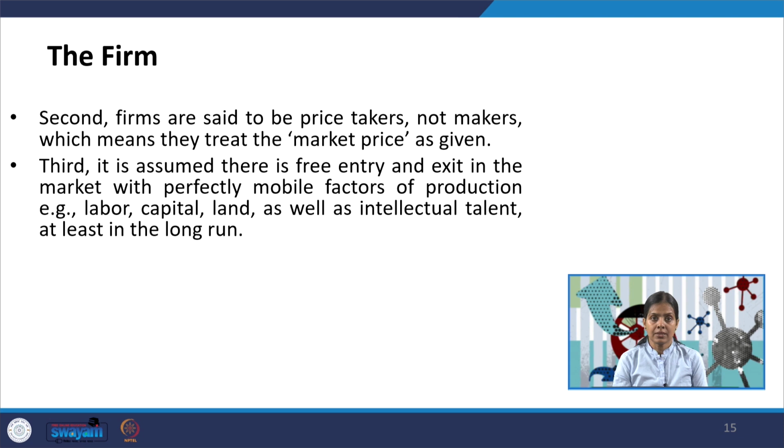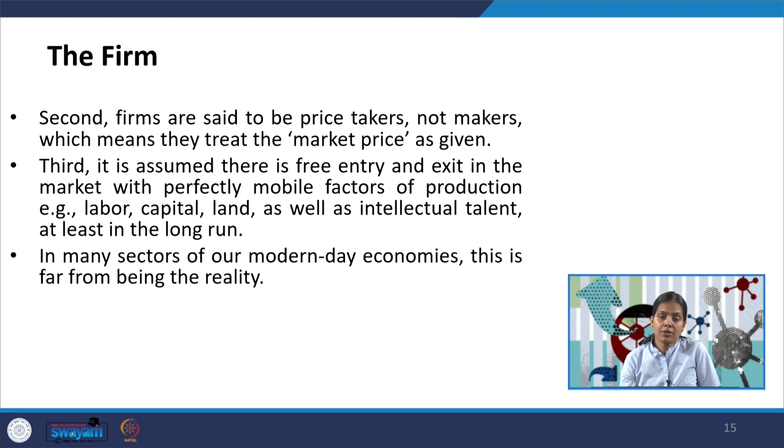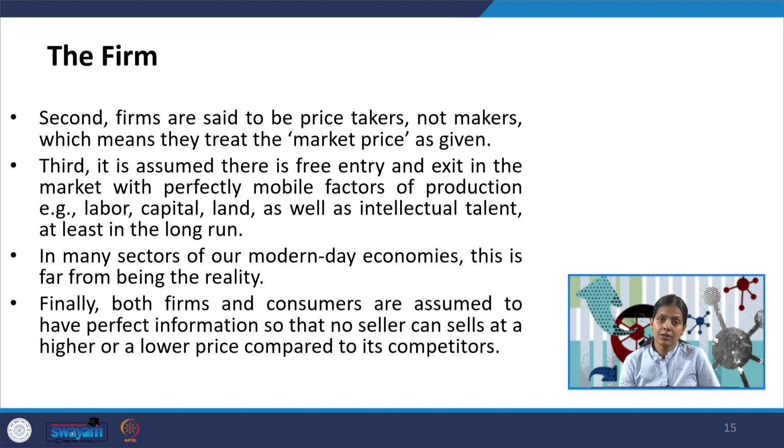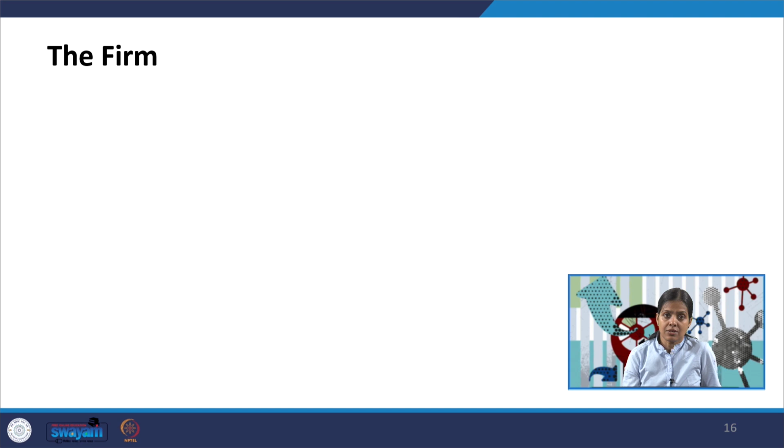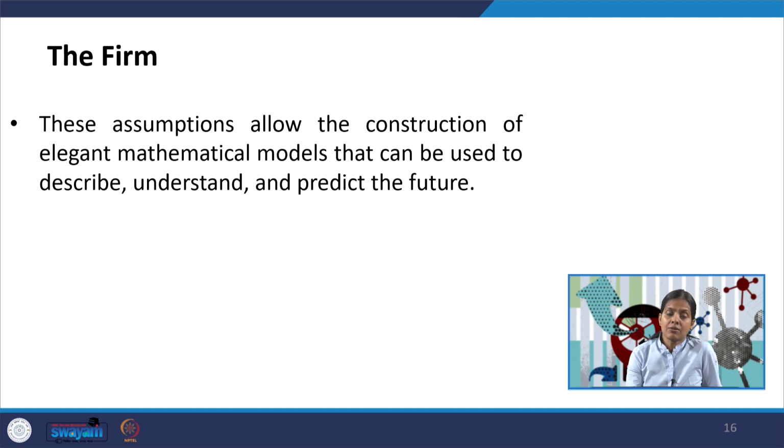Third, it is assumed that there is free entry and exit in the market with perfectly mobile factors of production, for example, labor, capital, land as well as intellectual talent, at least in the long run. In many sectors of our modern day economies, this is actually far from being the reality. Finally, both firms and consumers are assumed to have perfect information, so that no seller can sell at a higher price or a lower price compared to its competitors. These assumptions allow the construction of elegant mathematical models that can be used to describe, understand and predict the future.